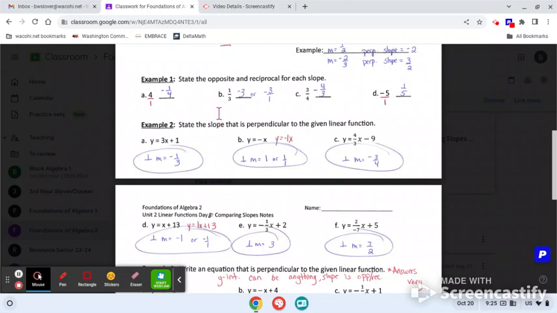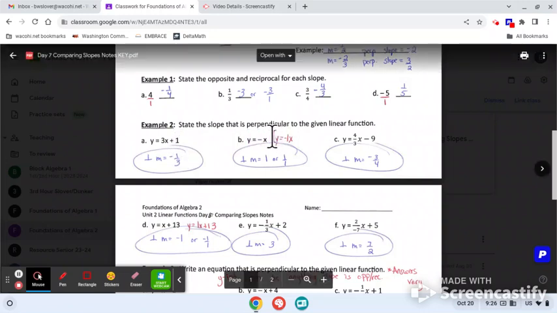Now we're actually going to apply this. It says state the slope that is perpendicular to the given linear function. Here's my original function, y equals 3x plus 1. I want just the slope, that's all I need right now, for a line that is perpendicular to this one. First I have to identify the slope. My slope in my original is 3. I'm going to take that 3 and do the opposite and reciprocal. It was positive, it's now negative. It was 3, now it's 1 over 3. So I'm just identifying the slope that is perpendicular to the given line.